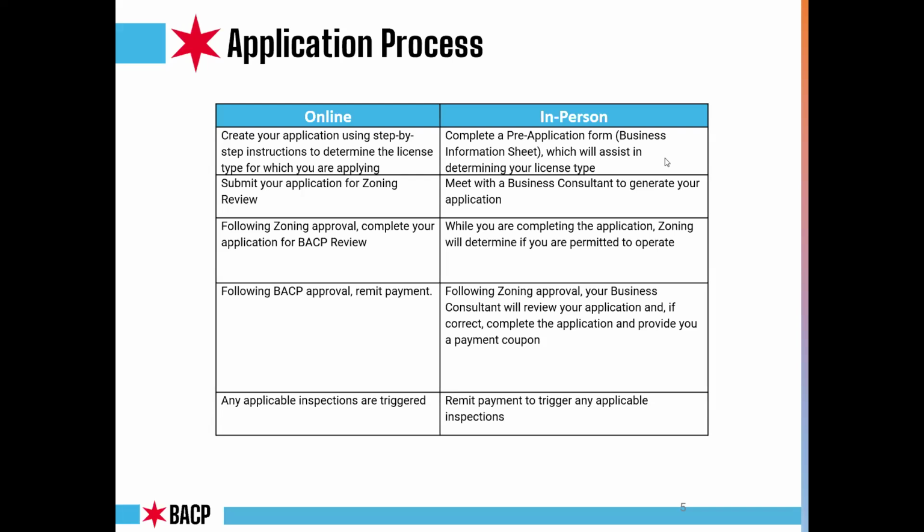So while your zoning is being reviewed, you will be filling out the rest of the application in full. Once you have a zoning approval, the business consultant is then going to review your application, make sure that the questions are answered correctly. They will ask for clarification on anything that they consider out of the ordinary or a red flag. Get those cleared up, get everything signed off on, and then that'll allow you to remit payment in person. And then once payment is processed, that will trigger any applicable inspections.